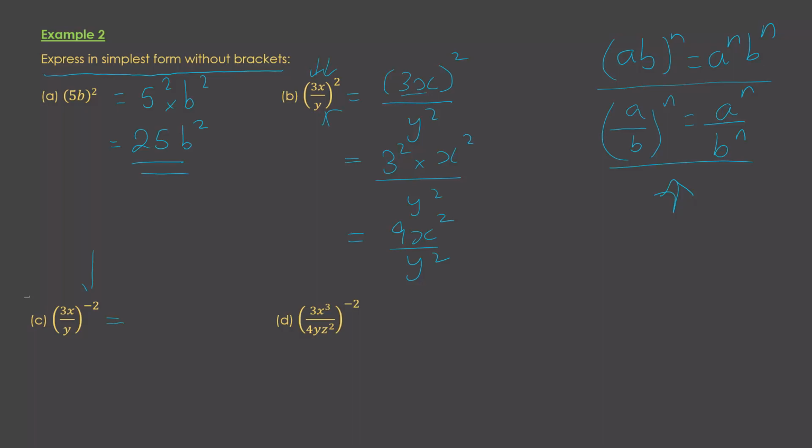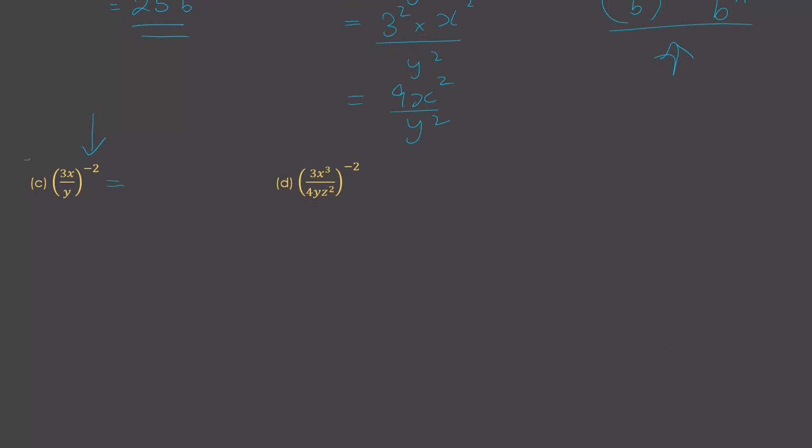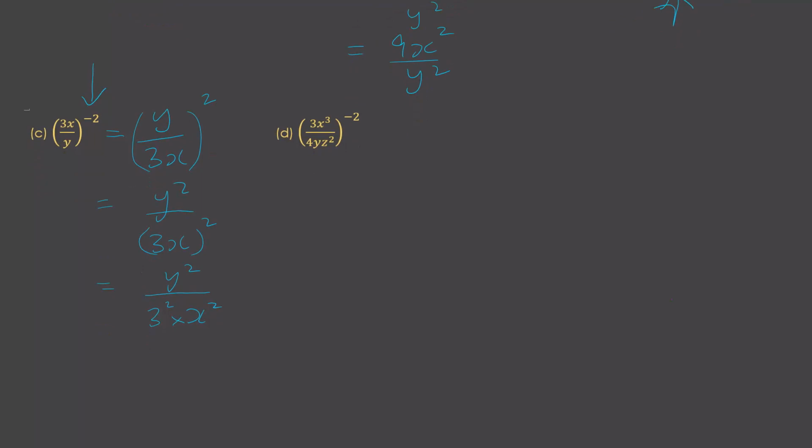Now with this next one, let's remember what effect the negative index has on a fraction. It's going to turn it upside down. That's just the negative. We still have the squared to deal with. That's going to be y squared over (3x) squared. But we know on the bottom there that that is 3 squared times x squared. And so we have y squared over 9x squared.